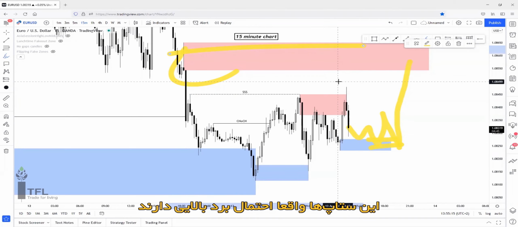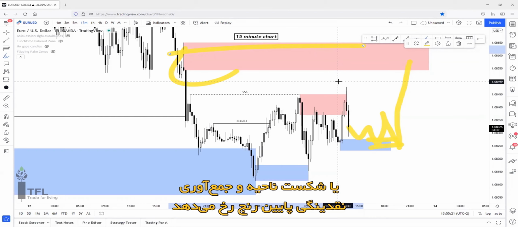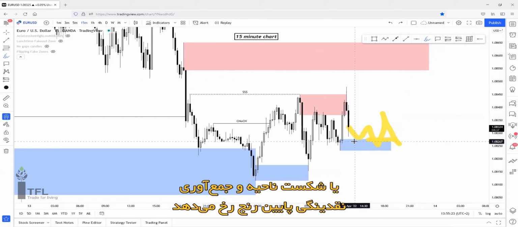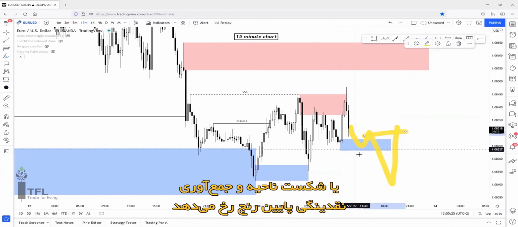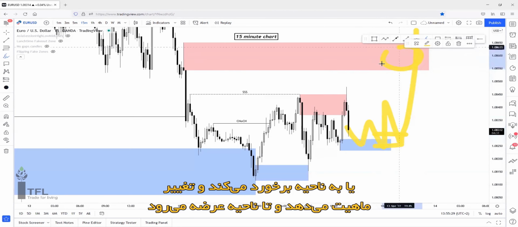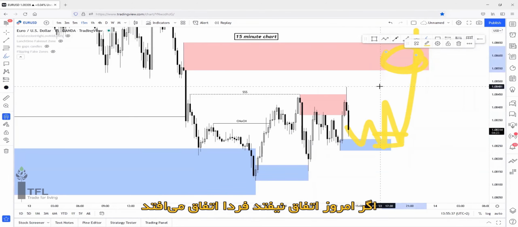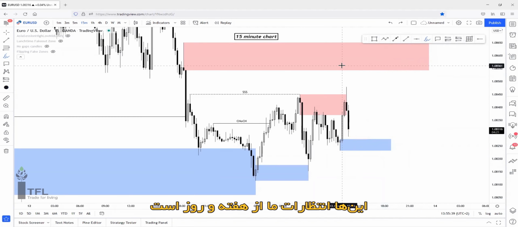And these are really high probability setups, because one of these scenarios will happen for sure. Either the break of this zone and the downside range sweep will happen, or the tap of this zone, change of character, and tap of this upside zone will happen. And this is for sure. These movements will happen. If not today, it will happen tomorrow. So yeah, these are the expectations for the upcoming day and week.